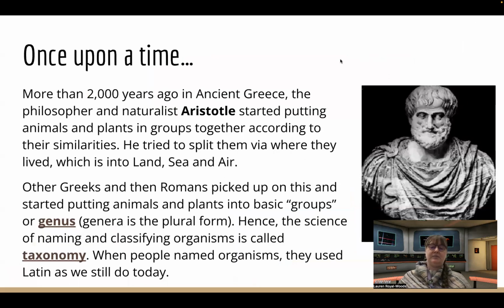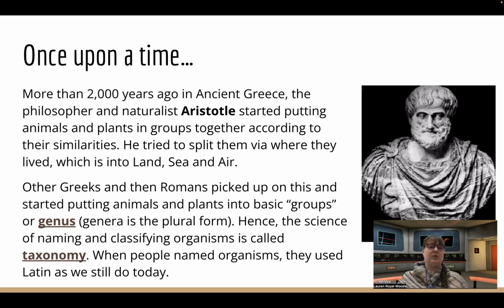Anyway. So let's talk about one of the most famous guys who really wanted to categorize everything, and that is our man right here, Aristotle. More than 2,000 years ago in ancient Greece, there was a philosopher, naturalist named Aristotle, and he pops up a lot in biology because he actually put down some thoughts on biology. He also was one of the first to propose the concept of the atom, that we can't break something down past a certain point, but it's hard to get to that certain point.